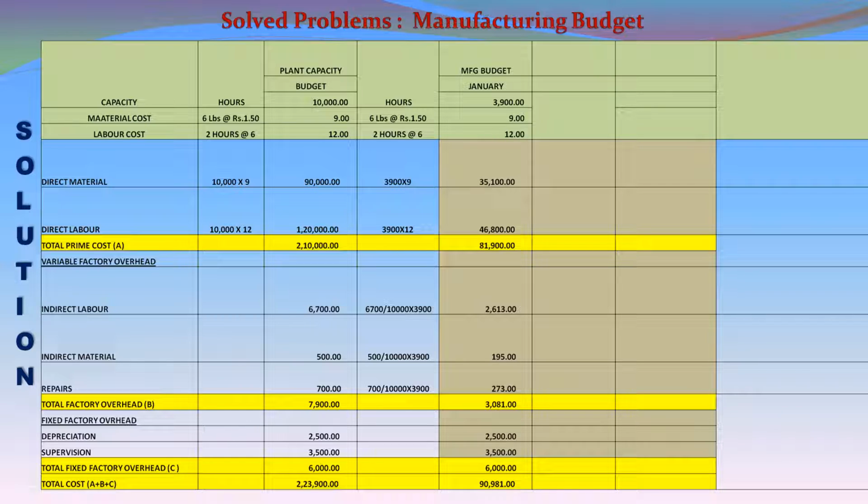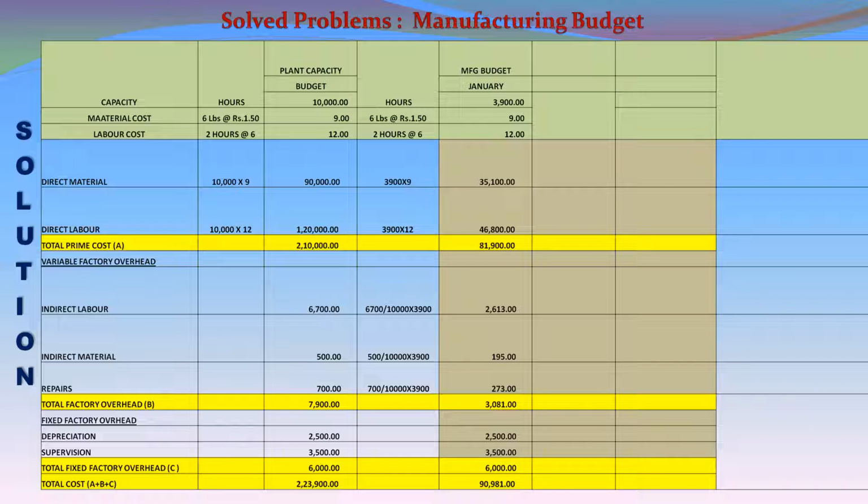Manufacturing budget for January, 3,900 units. Material cost per unit 9 as per budget. Labor cost 12 rupees as per budget. So direct material: 3,900 into 9, 35,100. Direct labor: 3,900 into 12, 46,800. Total prime cost 81,900. Indirect labor: 6,700 by 10,000 into 3,900, 2,613. Indirect material: 500 by 10,000 into 3,900, 195 rupees. Repairs: 700 by 10,000 into 3,900, 273 rupees.